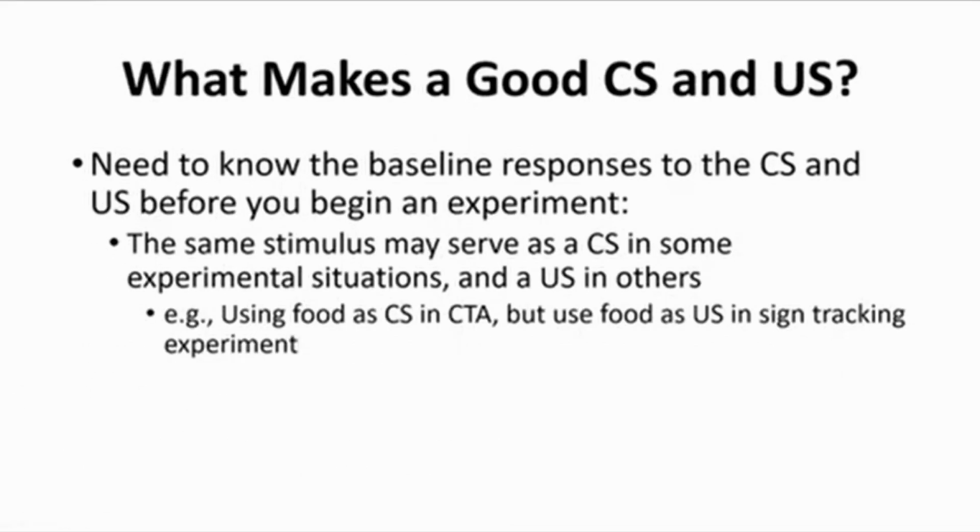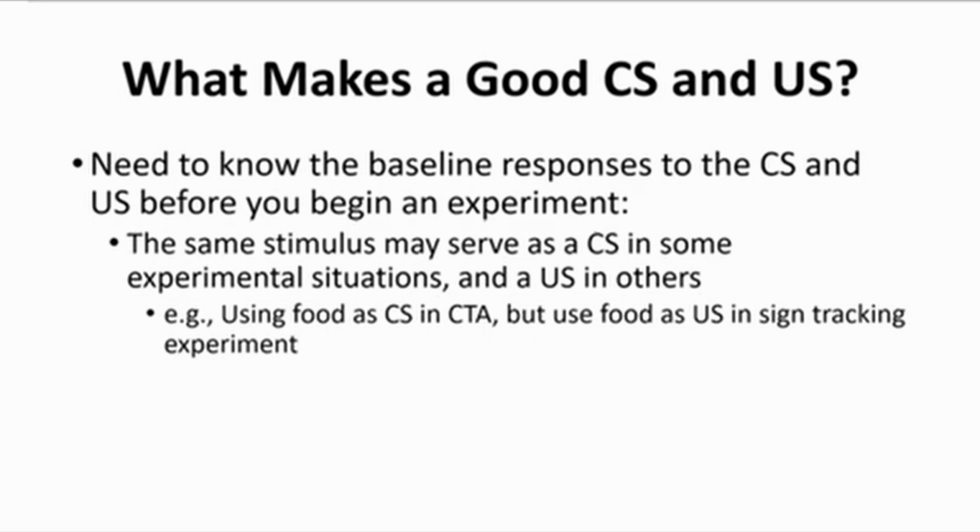So let's start by talking about what makes a good conditioned stimulus and a good unconditioned stimulus. The first thing we want to talk about is knowing where those stand before we begin our experiment. If you're trying to set up a classical conditioning experiment, you need to know what is your CS and what is your US, and where are they sitting? What do we know about them? How are we going to treat them right off the bat? The nature of that stimulus might determine that in some cases it serves as a CS, and in other cases it could be a US.